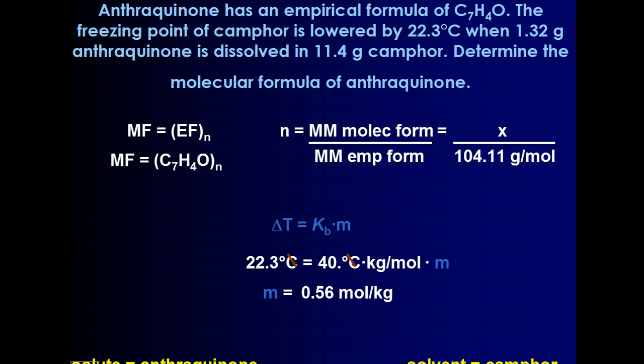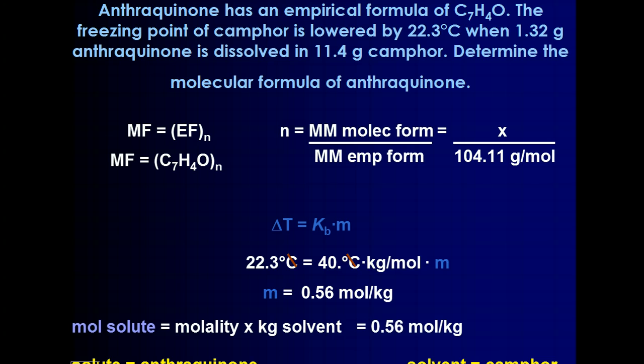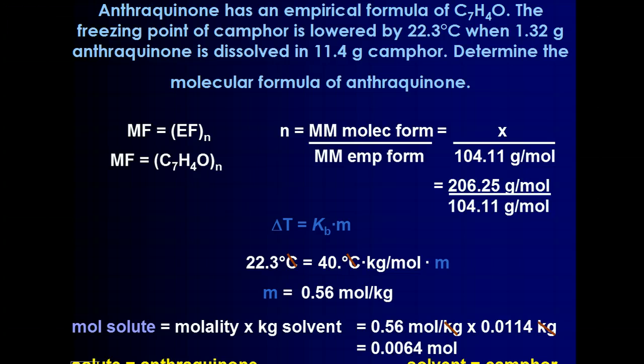So that's 0.56 moles of anthraquinone for every kilogram of camphor, but we only had 11.4 grams of camphor. So to find the moles of just the anthraquinone, we need to multiply again the molality by the mass of the solvent in kilograms. And when we do that, we get our moles, 0.0064 of anthraquinone. Taking that amount and dividing 1.32 grams by it will give us the molar mass of our molecular formula, which is 206.25.